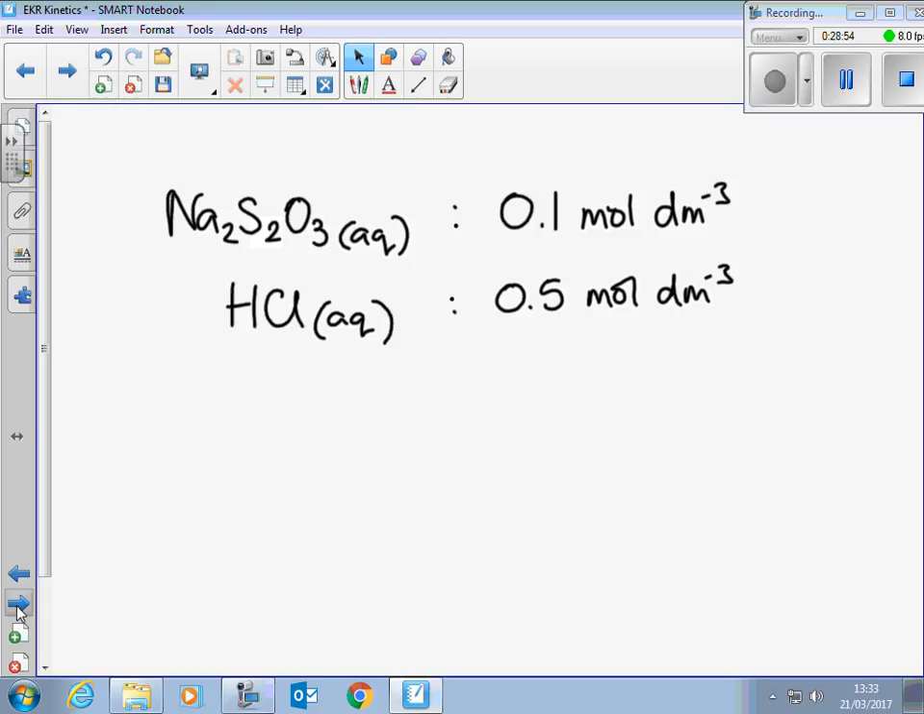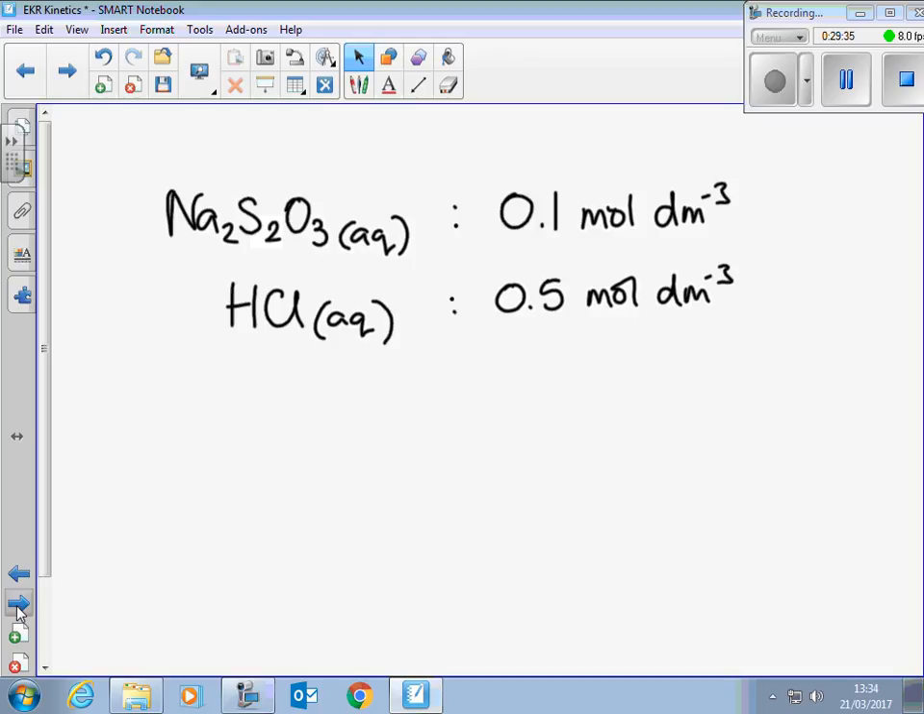The first thing you're going to do is to look at the effect of changing the concentration of the thiosulfate. I would suggest using 5 different concentrations. You're starting at 0.1, so your concentrations could be 0.08, 0.06, 0.04, 0.02, and the 0.1. From that, you've just got to work out the dilutions, haven't you? You might need to work together to work that out.